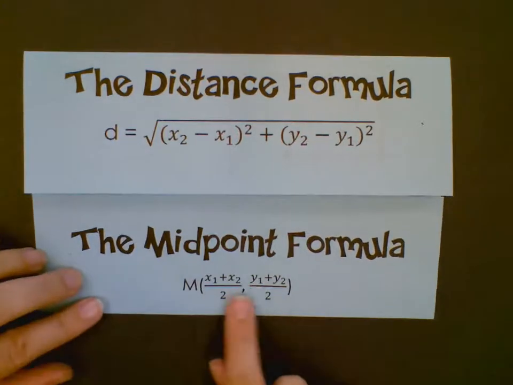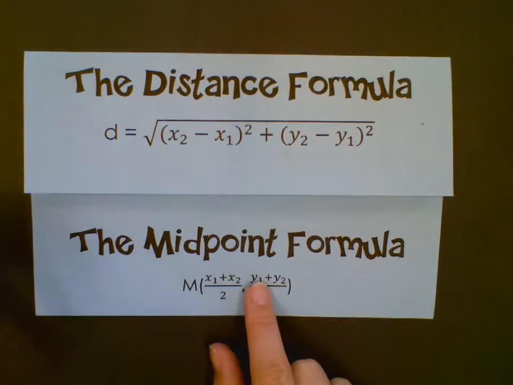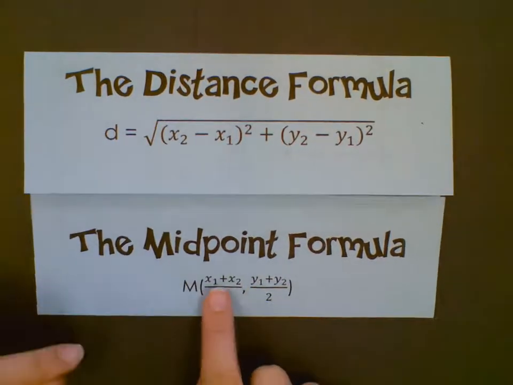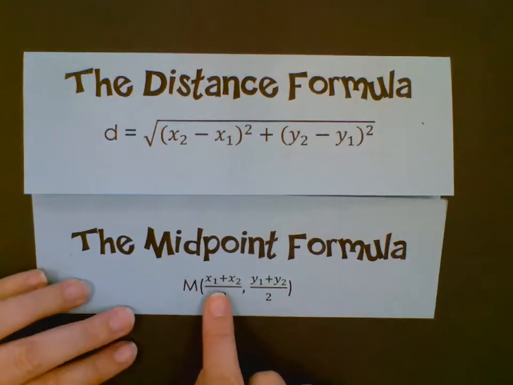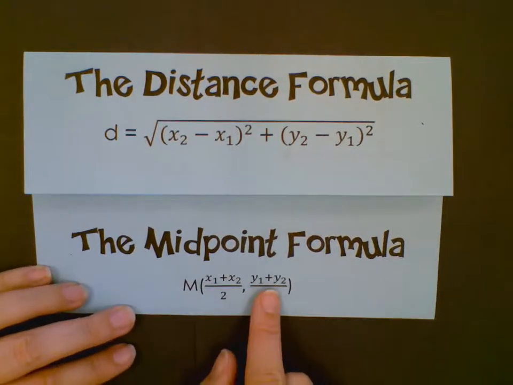Midpoint formula, this is kind of familiar too, because when we were finding things that were exactly in the middle, we add them together and divide by 2. Now we're just going to do that for our x and our y coordinates.